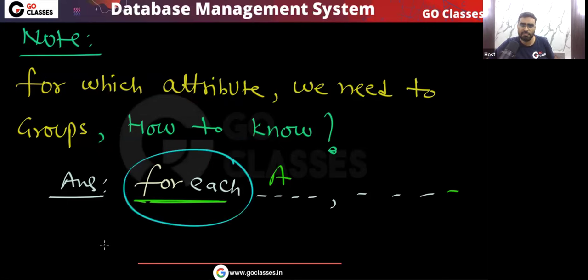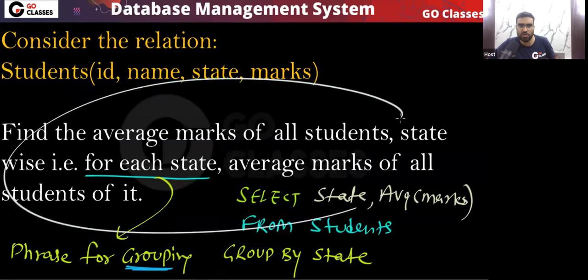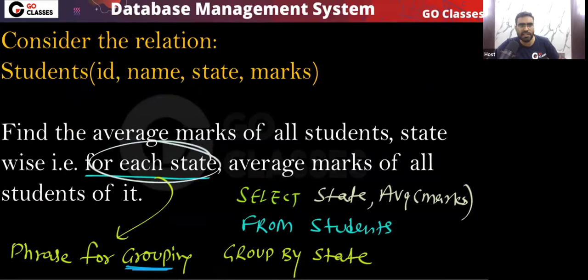Is this clear? So create groups, so group by A, I can simply say. Let me know. Read this question. In this question, you can easily see, for each state, I want some data, a summary. So it means I will do the grouping based on state. Based on state, I will do the grouping.